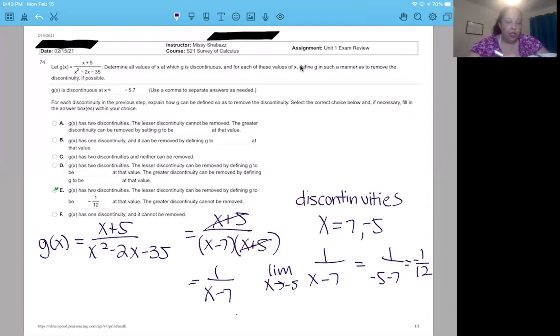All right, now, the other one at x equals 7 is non-removable. So anytime you have a non-removable discontinuity, there is no way that you can remove the discontinuity, hence the name non-removable. But if I want to remove the discontinuity, I would define it at negative 1 over 12. So I have two discontinuities, one at negative 5 and one at 7. And the lesser discontinuity can be removed by defining g to be negative 1 over 12.